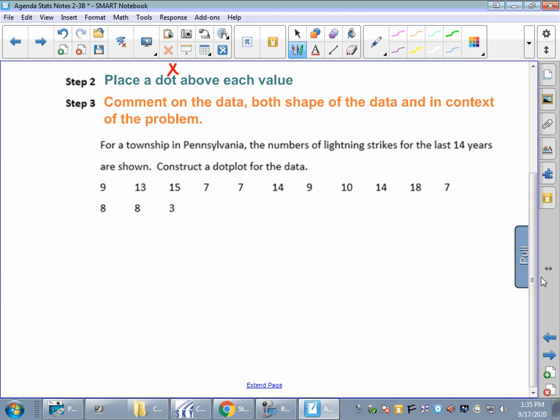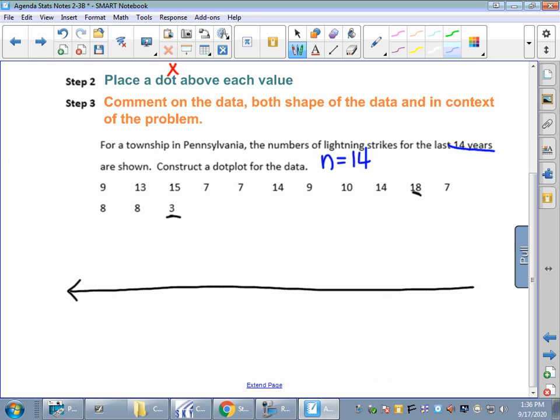Just out of curiosity, do you already know what your N is going to be? 14, right? That's the number per year. Therefore, you are going to have 14 dots or 14 X's above your data. Our smallest value is a 3, it looks like to me. Our largest is an 18. So when I make a number line, I'm going to start with 3, I'm going to end with 18, and I'm going to make everything in between. Set that up any way you want to.